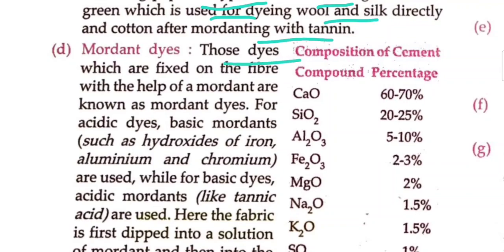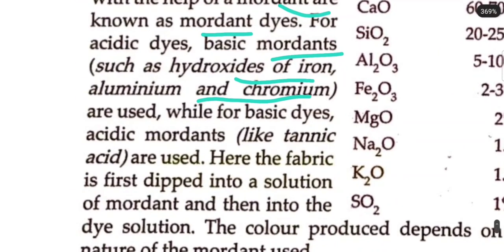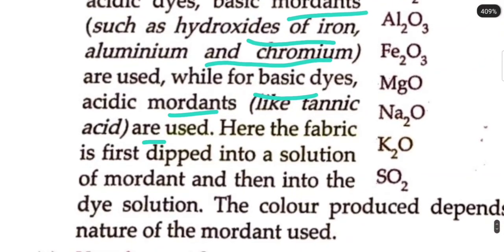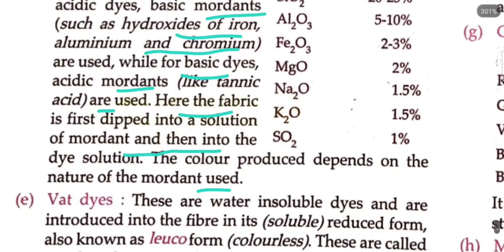Modern dyes. Those dyes which are fixed on the fiber with the help of a mordant are known as modern dyes. For acid dyes, basic mordants such as hydroxides of iron, aluminum and chromium are used, while for basic dyes acid mordants like tannic acid are used. Here the fabric is first dipped into a solution of mordant and then into dye solution. The color produced depends on the nature of the mordant used.